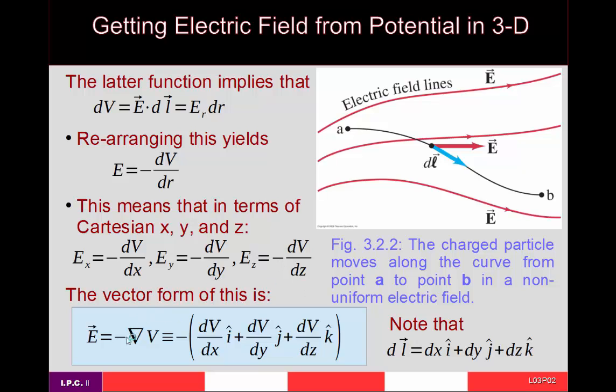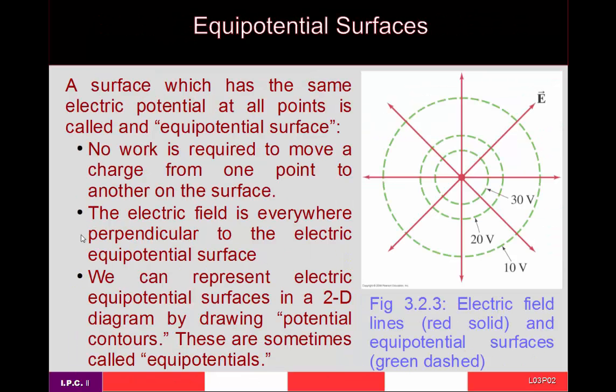So this is in fact the gradient of V, which gives you the actual electric field. So the electric field is negative dV/dx i hat plus dV/dy j hat plus dV/dz k hat. Or if you'd like, you can think of it as dV/dr r hat. This was actually discussed in more depth in the previous part of this lecture set.